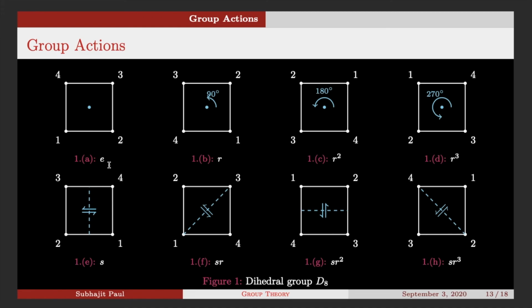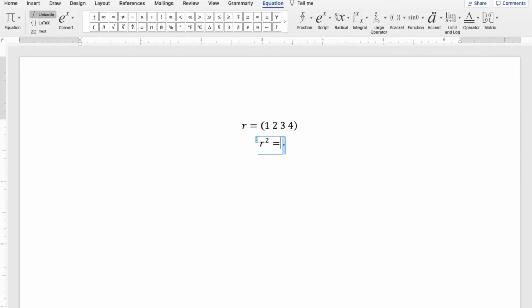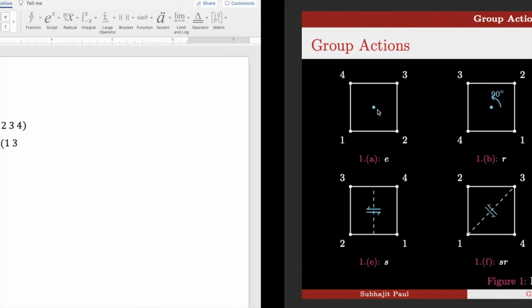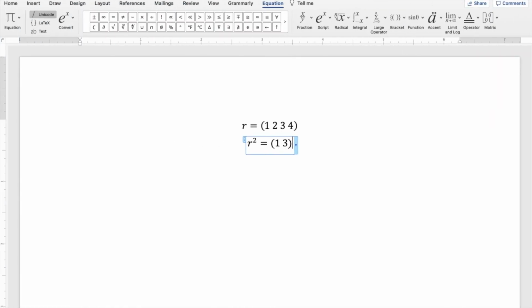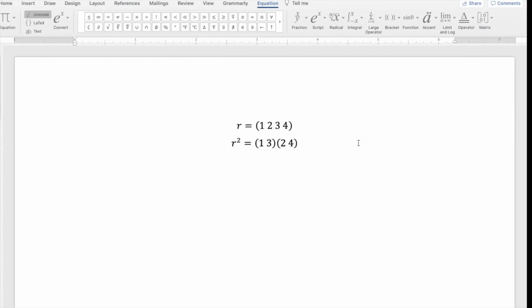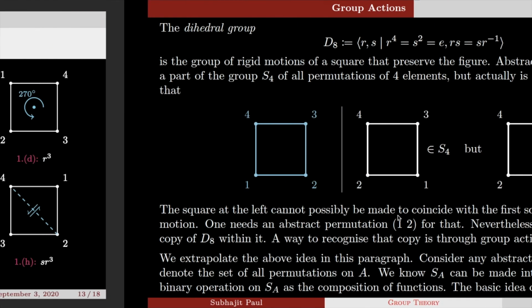Now each of these elements triggers some permutation over the set A. So E is the identity permutation, nothing goes anywhere. Then R square is which one? 1 goes to 3 and 3 goes to 1, 2 goes to 4 and 4 goes to 2. This is my R square, and so on. So that means different elements of the group are triggering different permutations on A.